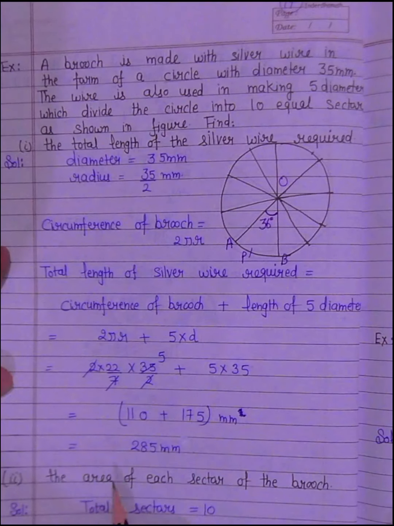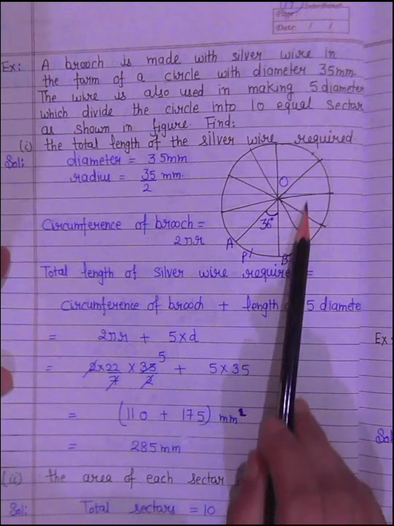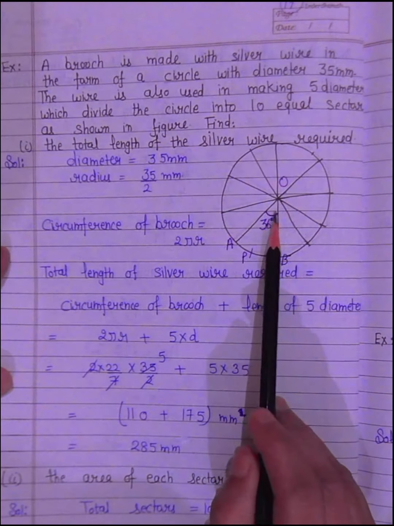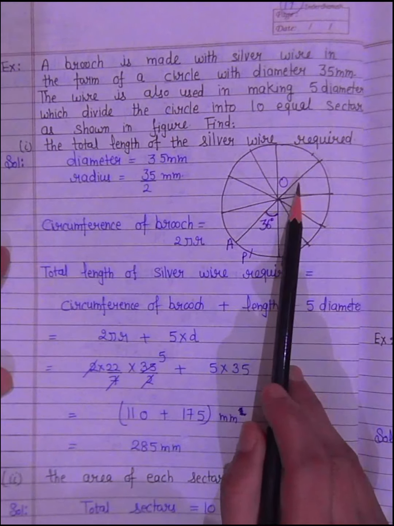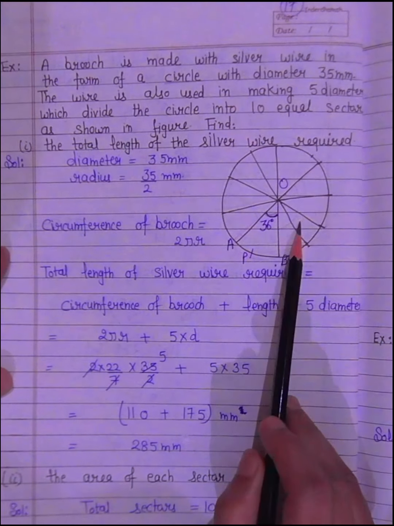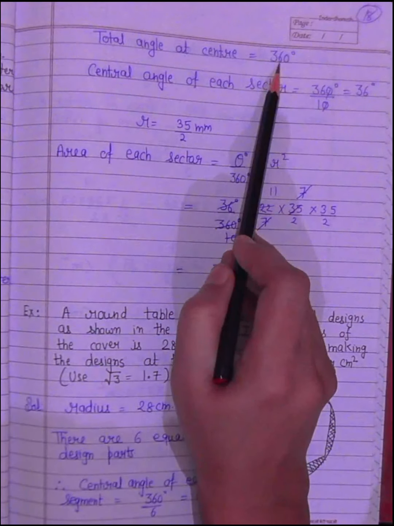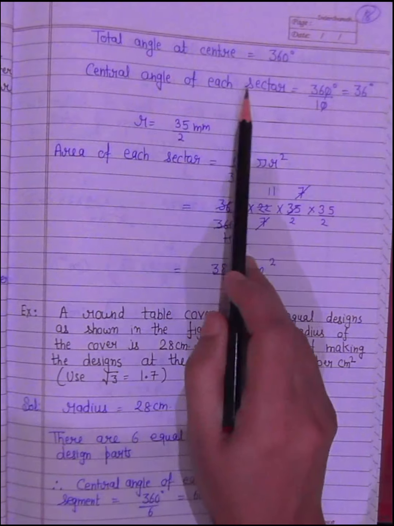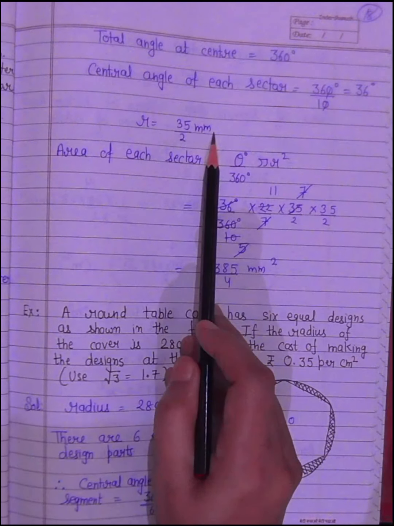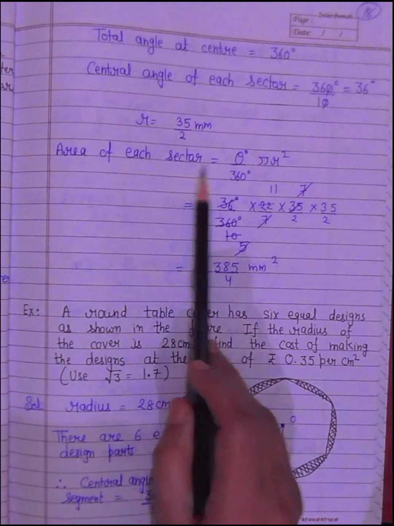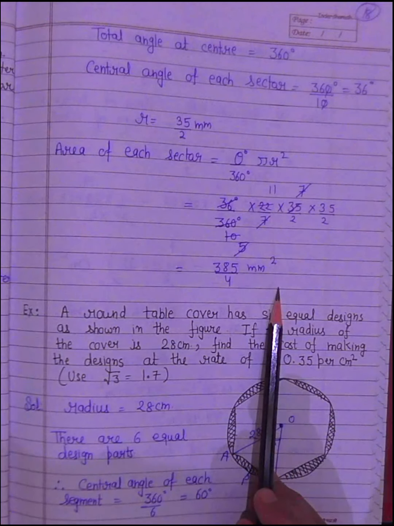The next part is the area of each sector of the brooch. See here, there are a total of 10 sectors and we should know the central angle. We know that the total angle is 360. So we will divide 360 by 10. We will get 36 degree. So the total angle at the center is 360 degree. Therefore the central angle of each sector will be 36 degree. Here radius is 35 by 2 millimeter. So the area of each sector will be theta by 360 into pi r square. Put all the values, you will get your answer.